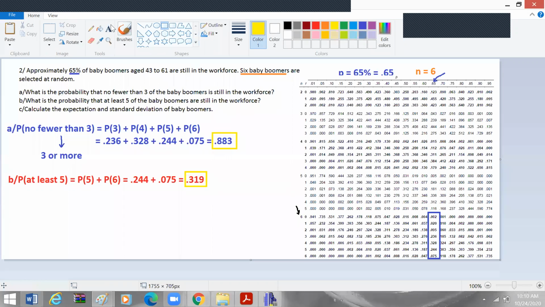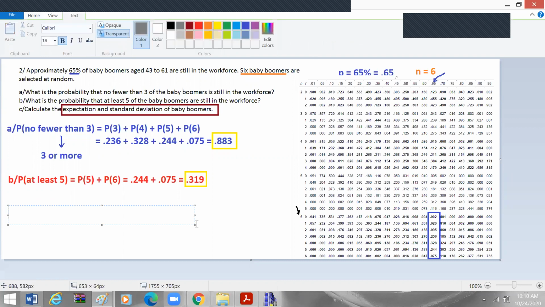So now we're going to go to part C. There will be 2 computations that we have to deal with, right? If you miss any of them, you're going to miss some grade on it. The questions ask us to find the expected number, the expectation, and the standard deviation of the baby boomers. So for this particular question, we're going to work on the expected value. That would be part C.